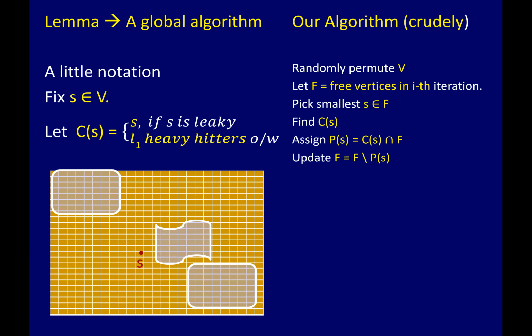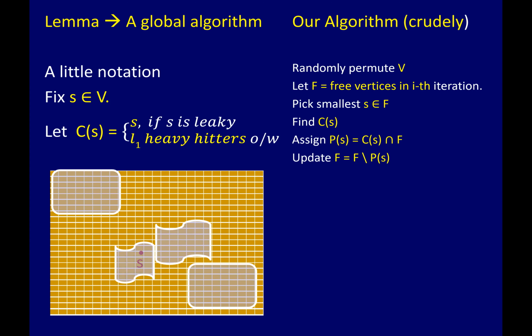Our algorithm does the following: it looks at the set of vertices that are free right now. And now you pick the smallest free vertex. Then you find the cut around this vertex, namely this green set. And then you assign the piece discovered by this vertex S to be just the set of free vertices that happen to lie inside the cut around S. So P of S is just this set, the shaded set around S. And then you update the free set. So that's our algorithm.